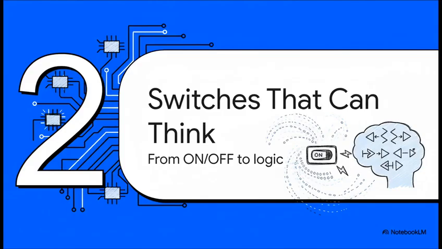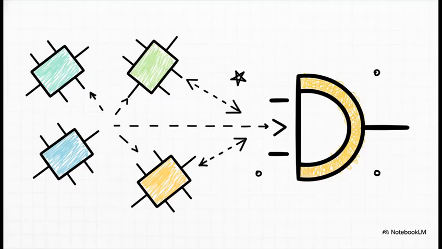All right, so it's a switch. Big deal, right? But how do we get from a simple on-off switch to something that can think? Well, this is where it gets really amazing. It's all about how you link them together. When you start combining these little transistor switches in clever patterns, you create what are called logic gates. And this is the leap. This is how we go from a dumb switch to the actual building blocks of a computer.